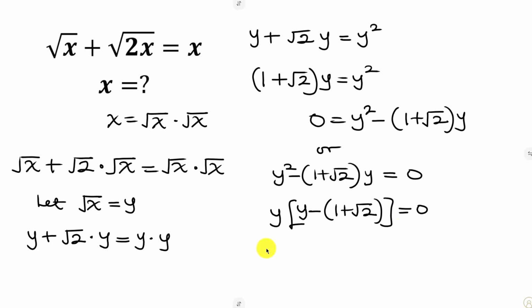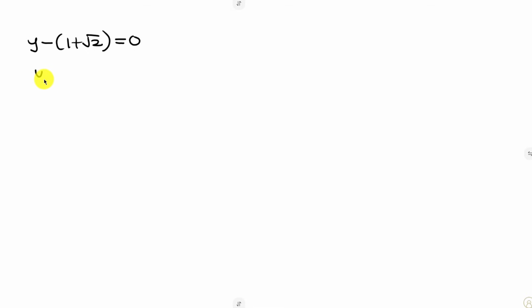So we have two cases here. We have y to be equal to 0, or we have y minus 1 plus the square root of 2 to be equal to 0. So we've already got one value for y to be 0. Now let's get our other value for y by moving negative 1 plus the square root of 2 to the right hand side. So this becomes y equal to, as this crosses to the right, it becomes positive 1 plus the square root of 2.